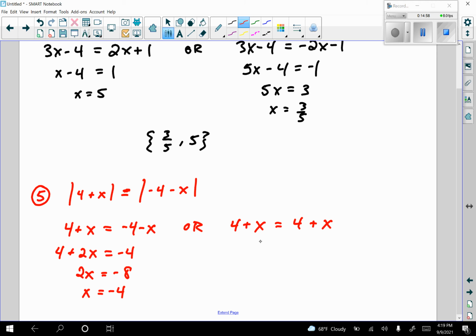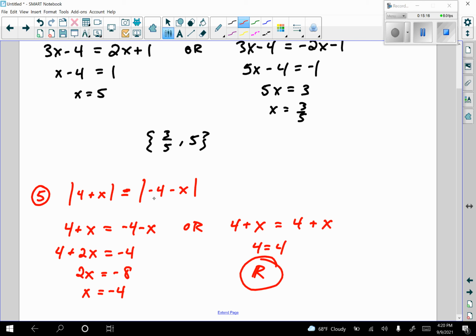Over here, if I subtract x from both sides, I get 4 equals 4. I lose my variables, and that's actually a true statement, so this would be all real numbers. And that takes over. So not only can x equal -4, x could be any real number. So this wins out. That's going to be our solution for this, all real numbers.